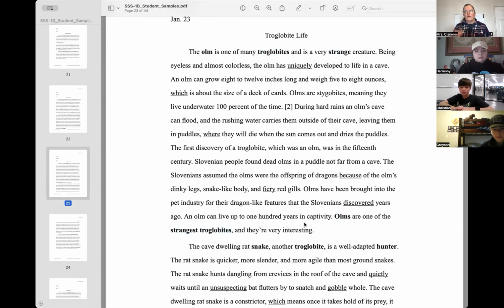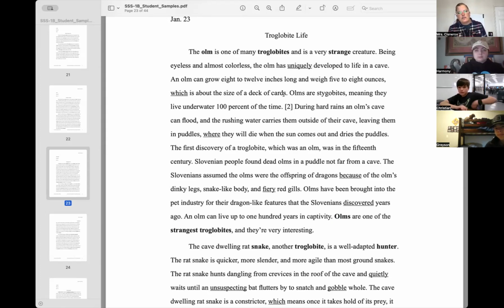So remember the rule is the topic sentence and the clincher sentence must repeat or reflect. You guys know that rule, 2 or 3 key words. So she's repeating olm and olms, troglodytes, and then she has strange here and strangest. And that reflects, even though it's almost the same word, pretty much, different ending.